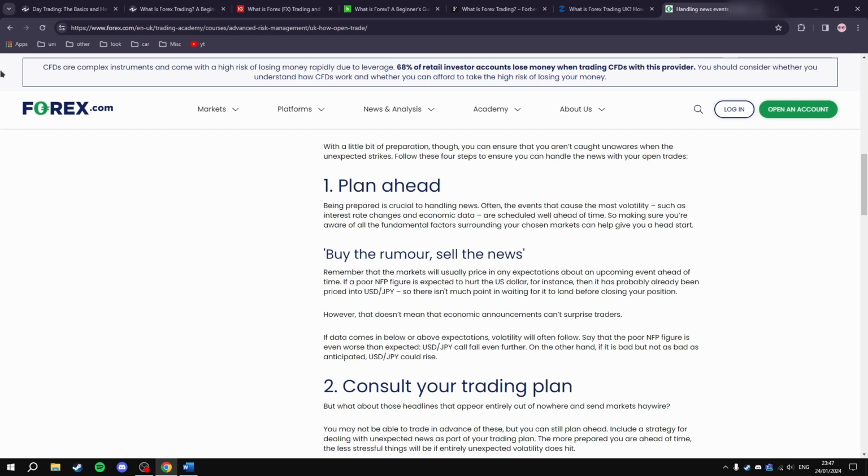However, that doesn't mean that economic announcements can't surprise traders. If data comes in below or above expectations, volatility will often follow. Say the poor NFP figure is even worse than expected, USD JPY can fall even further. On the other hand, if it's bad but not as bad as anticipated, USD JPY could rise.